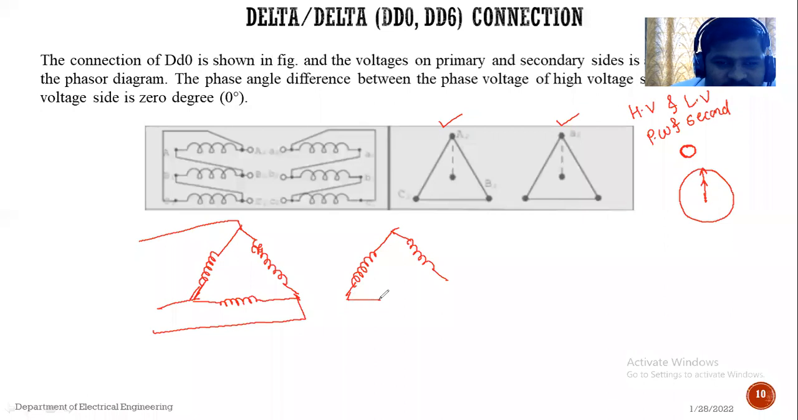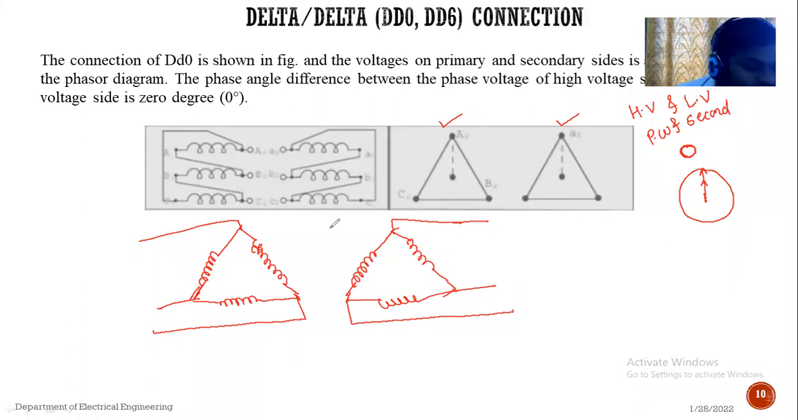Primary winding of the transformer can be connected in delta, and secondary winding of the transformer can also be connected in delta. Primary is connected in delta, secondary is also connected in delta, right? See here.